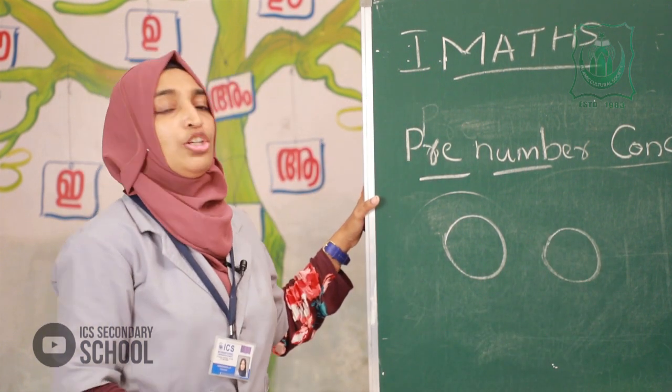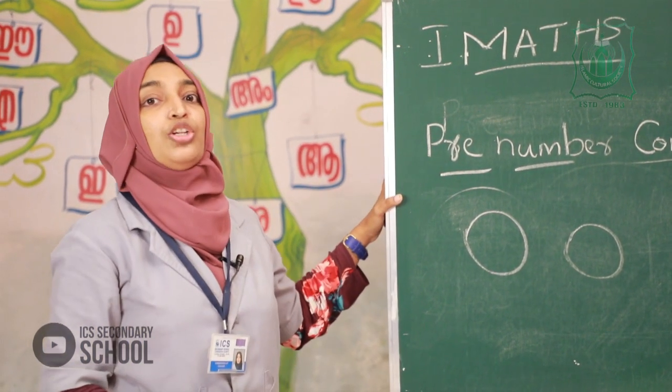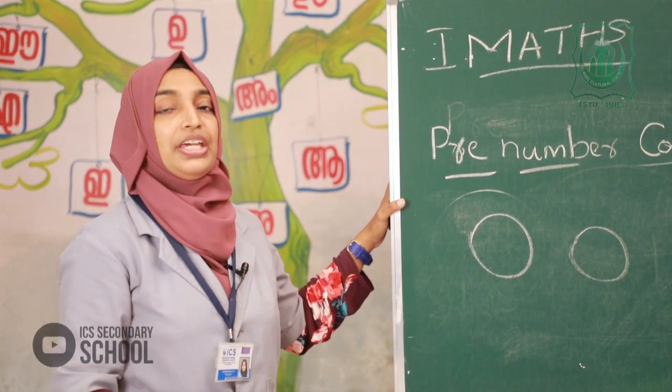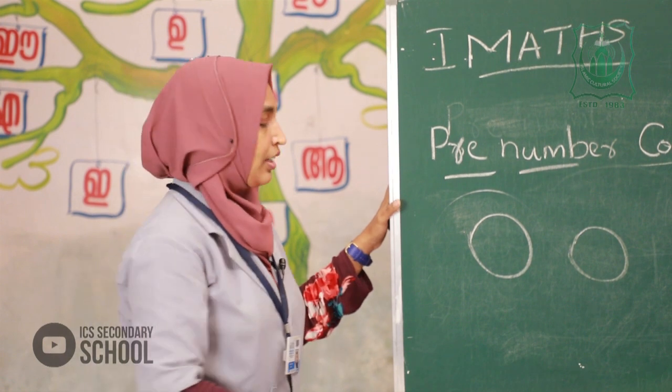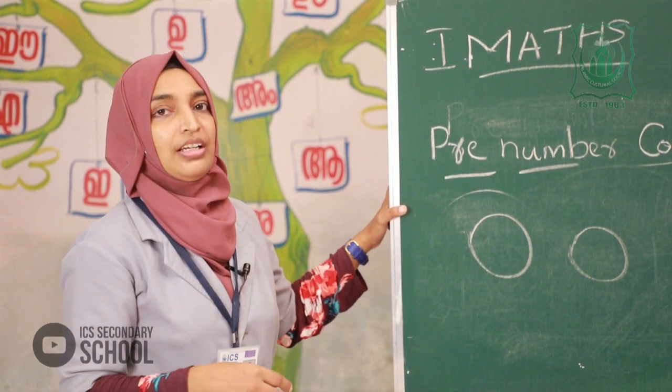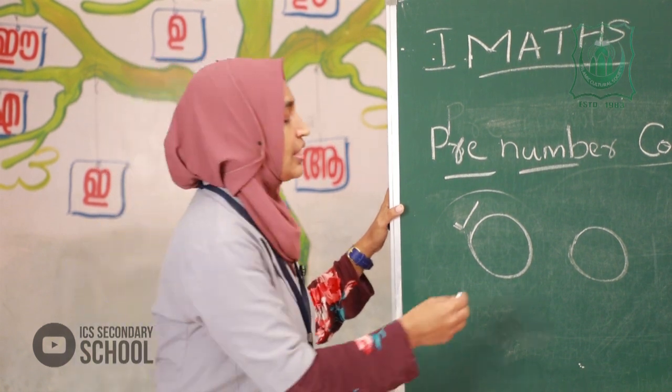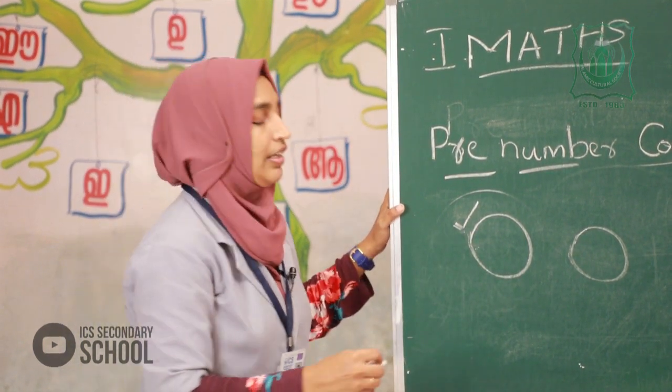You can see two circles here. Which circle is big here? Can you put a tick? Yes. Tick the big one. This is the big circle.